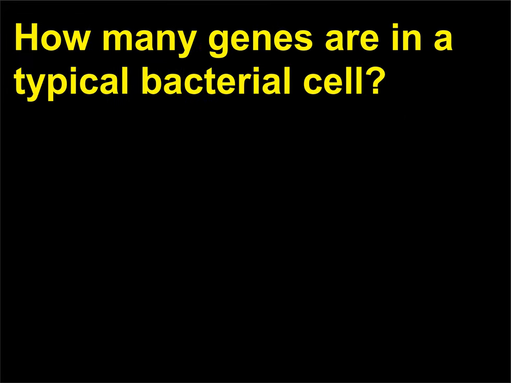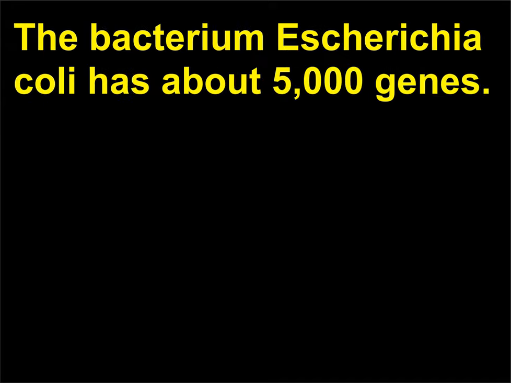How many genes are in a typical bacterial cell? The bacterium Escherichia coli has about 5,000 genes.